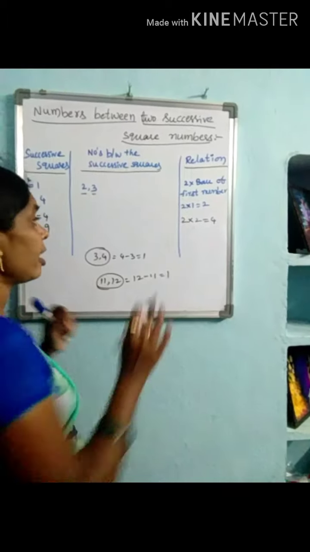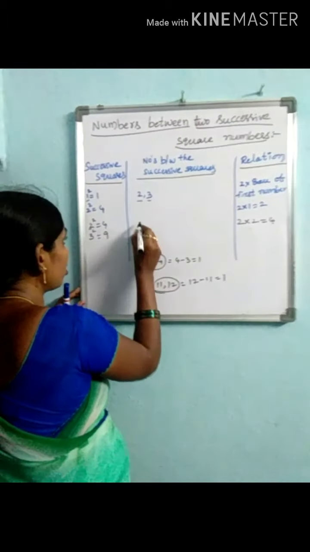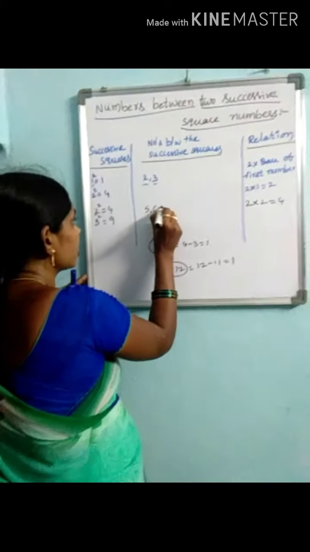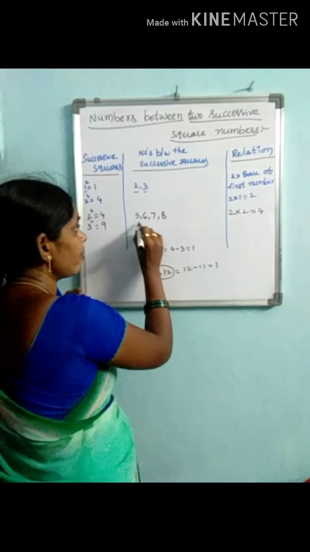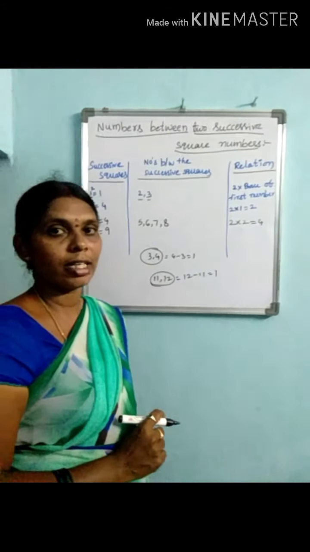So 2 twos are 4 means there are 4 numbers between these two squares. What are they? After 4 come 5, 6, 7, 8. How many numbers are there? 4 numbers are there. Do you understand?